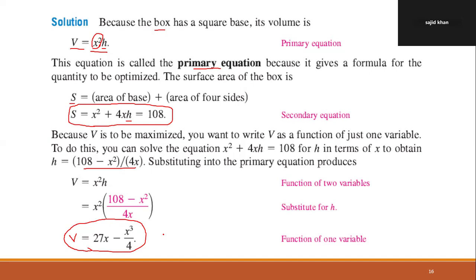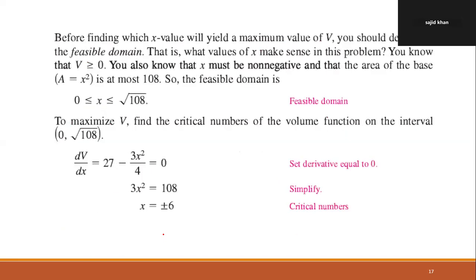Now the second thing is what is our objective? What is the domain? What is the feasible domain? Feasible domain means the acceptable domain according to the physical situation. So according to the physical situation, the area of the base is x square. Understand?